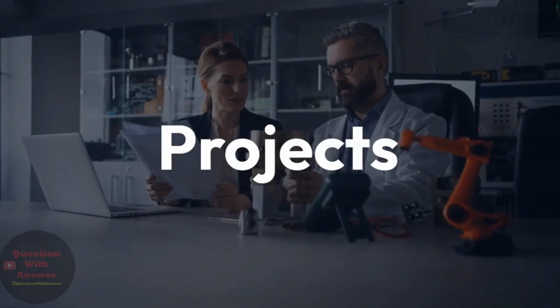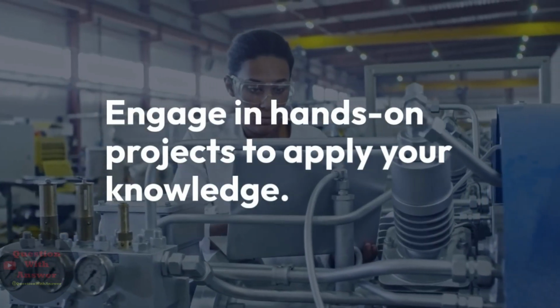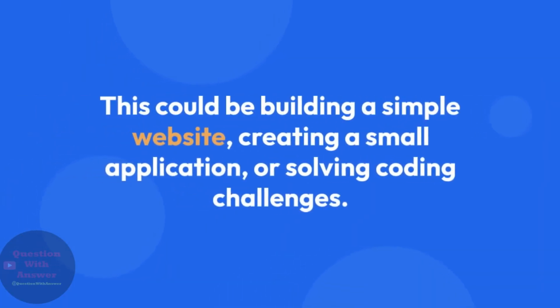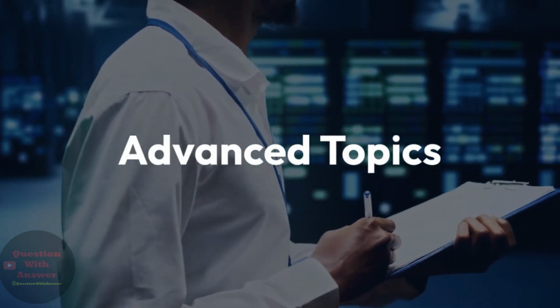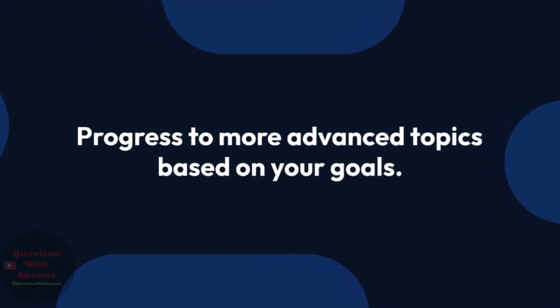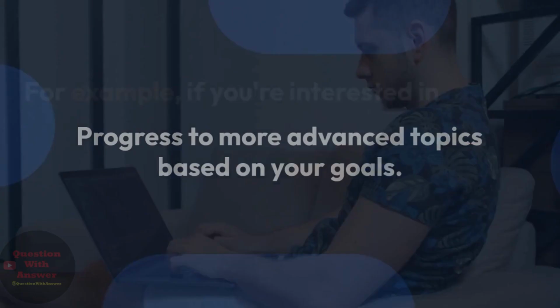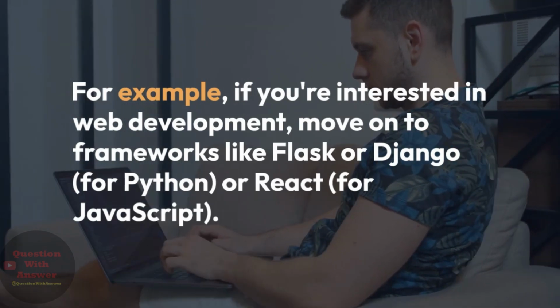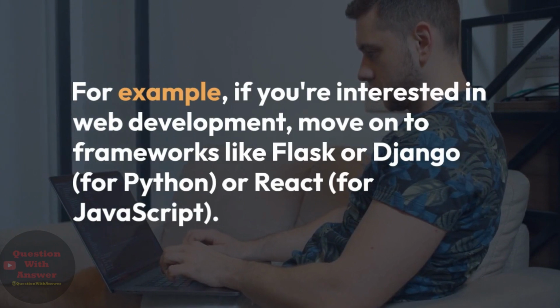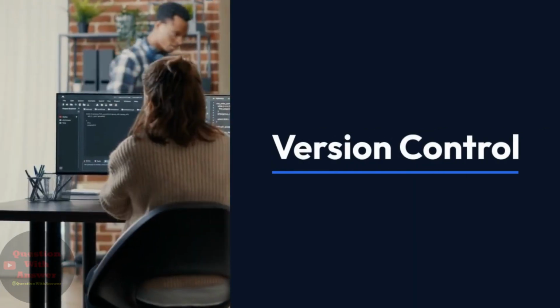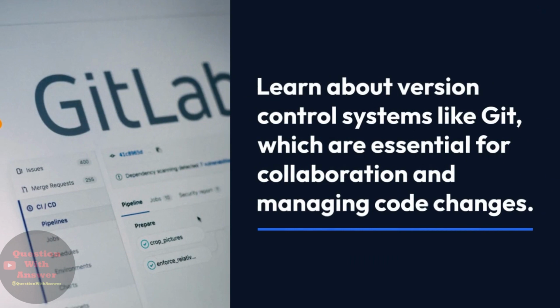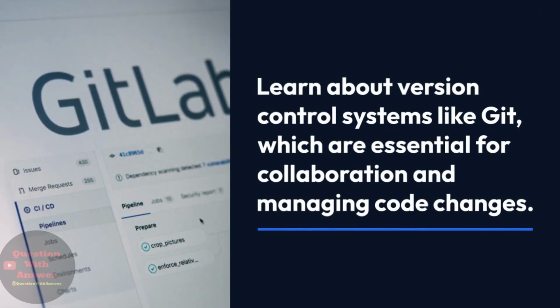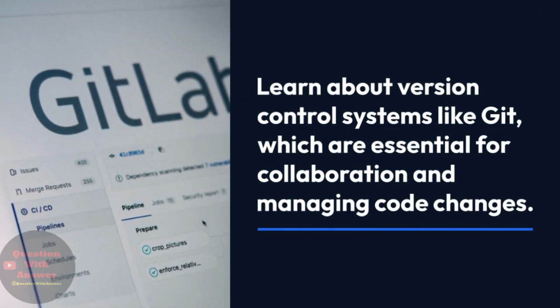Projects. Engage in hands-on projects to apply your knowledge. This could be building a simple website, creating a small application, or solving coding challenges. Advanced topics. Progress to more advanced topics based on your goals. For example, if you're interested in web development, move on to frameworks like Flask or Django for Python, or React for JavaScript. Version control. Learn about version control systems like Git, which are essential for collaboration and managing code changes.